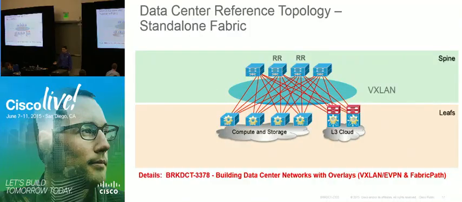Okay, and then that standalone fabric can have FabricPath as a base, or it can have VXLAN as a base, right? So the red links are layer 3. That's a layer 3 underlay, VXLAN, right? Green links are FabricPath links, layer 2 underlay. Okay.